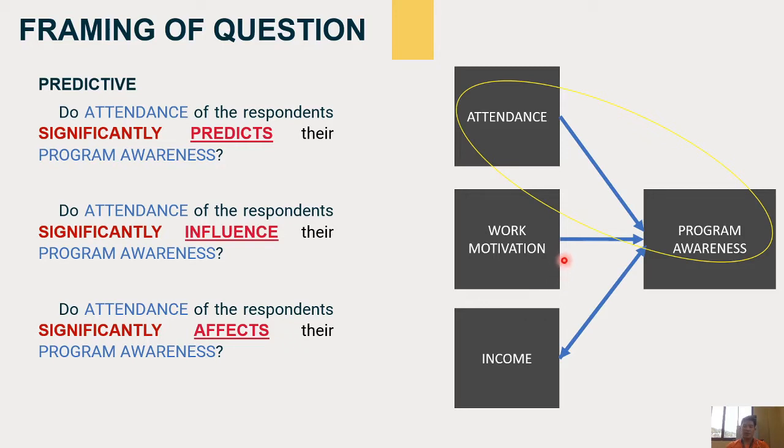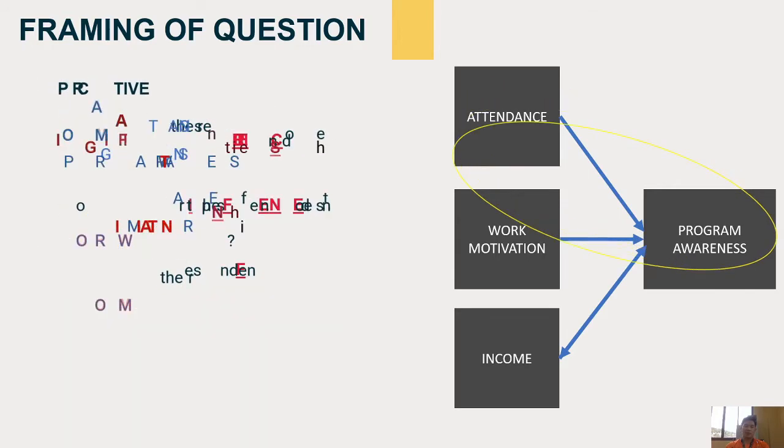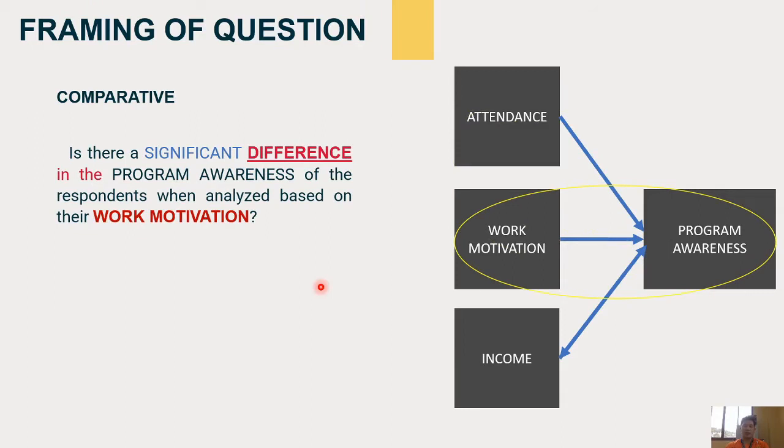A single-headed arrow is pointed to program awareness that comes from attendance. So the framing of the question can be translated into this. For example, do attendance of the respondents significantly predict their program awareness? Or you can be more specific: do attendance of the respondents significantly influence their program awareness, or significantly affect their program awareness?